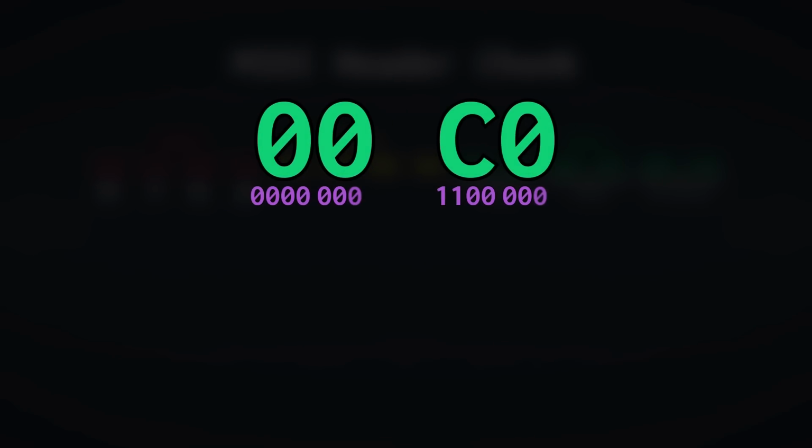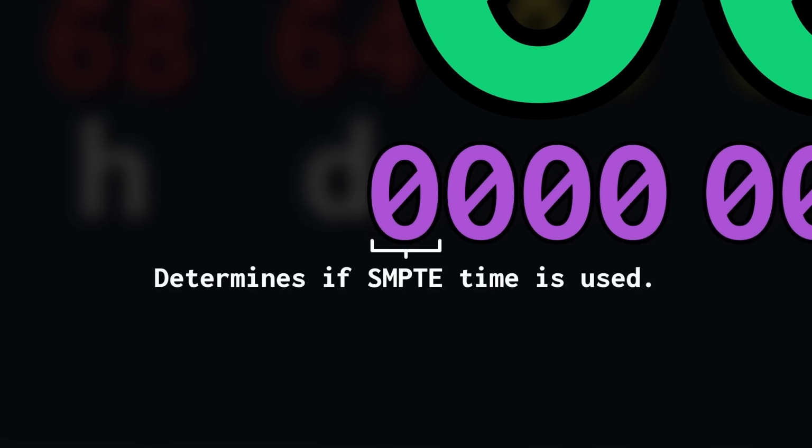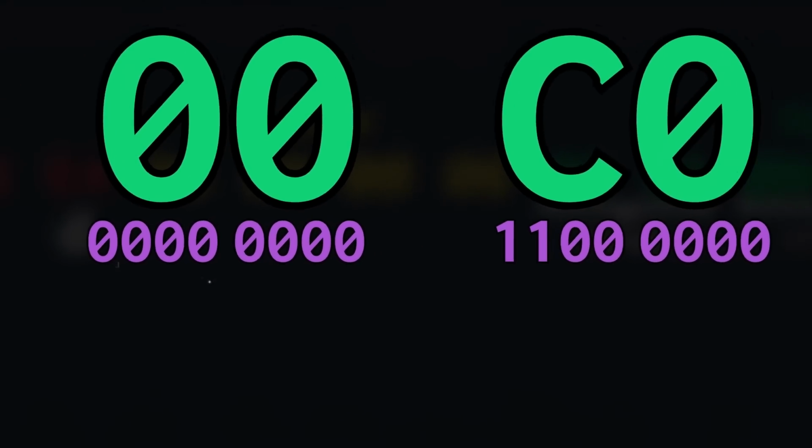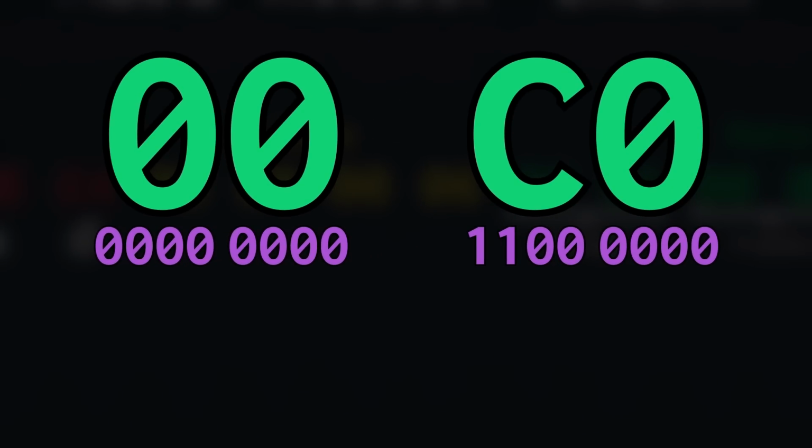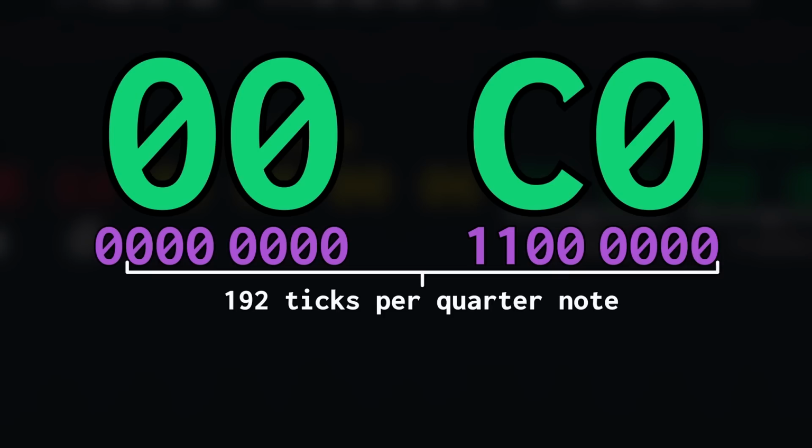What makes it a little odd is that it can be represented in 2 different ways. The most significant bit of this value tells us whether we're using something called SMPTE time. In our case, the bit is 0, which means we are not using it. That means we simply read the remaining bits, and they tell us how many ticks are in a quarter note. Why quarter notes?